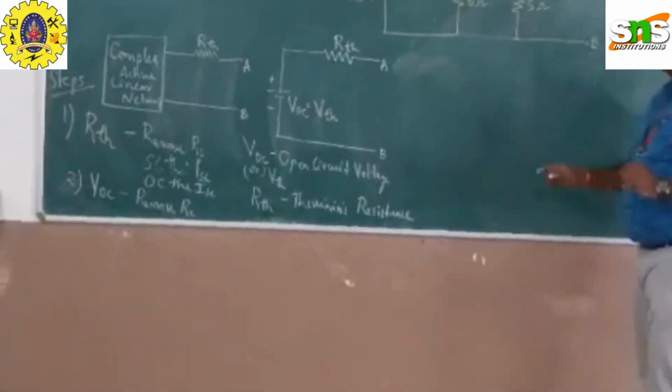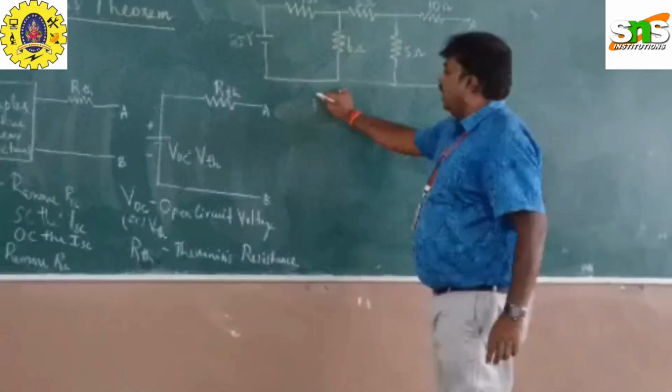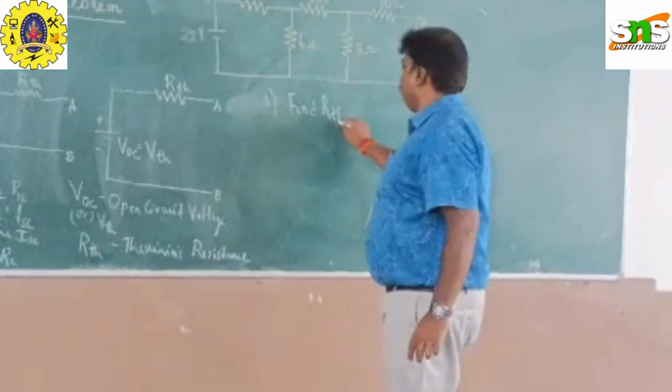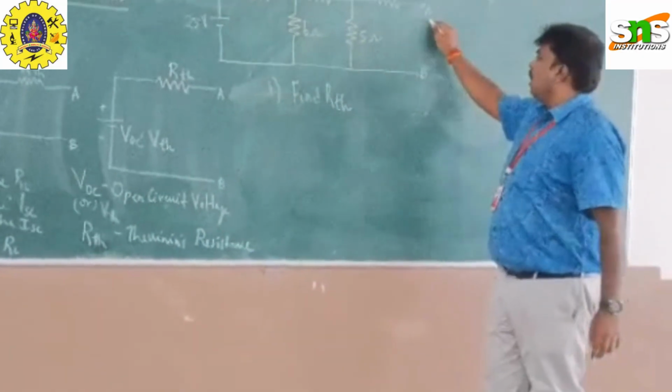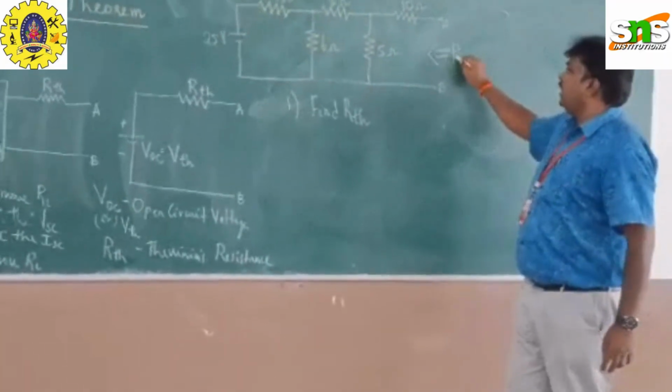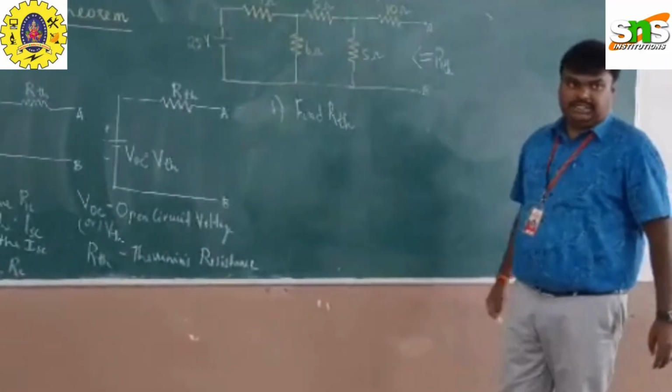So what are the two steps? First step, I need to find RTH. So how to find out RTH? This is across A and B. This is already open circuited. So from this point, I need to find out the value of RTH.